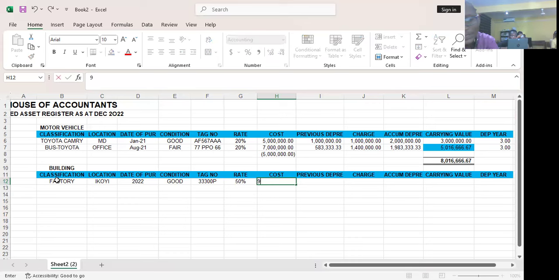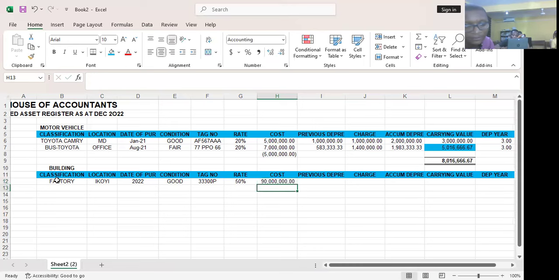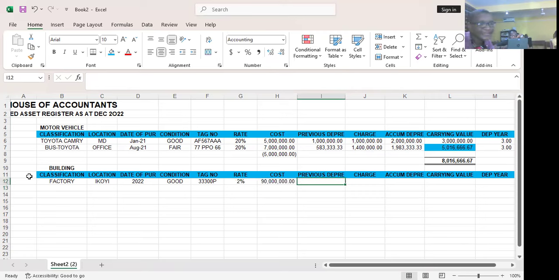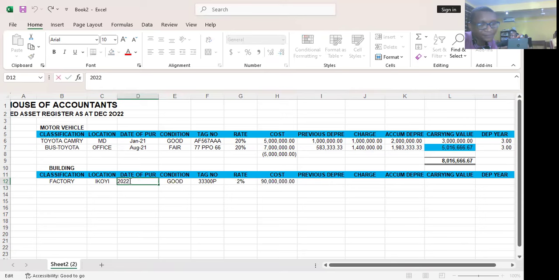Cost, let's assume we bought the building for 90 million naira. That means when you say 50%, is it 50? Oh, sorry, 2%. Let's use 2%. It means it will take us 50 years to depreciate. Are we getting it? So because we bought the asset this year, let's say January.